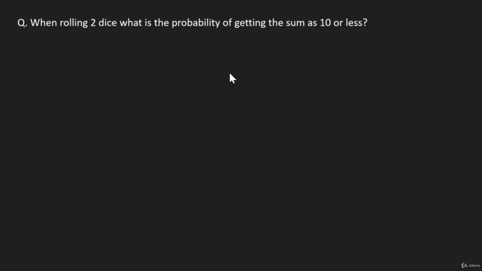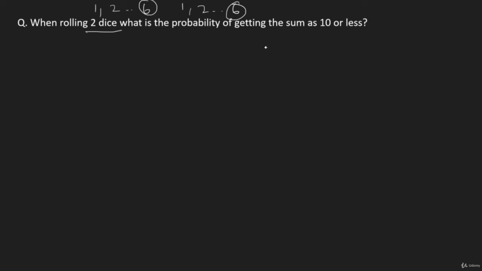Let's do this question. When rolling 2 dice, what is the probability of getting the sum as 10 or less? Pause the video, give it a try, and then let's do it together. Alright, we are back. I hope you have given it a try. Let's do it together. Over here, 2 dice are rolled, right? So in each die, you can get any of the outcomes, that is 1 up to 6. So the least sum you can get is 1 plus 1, which is equal to 2. And the greatest sum that you can get is 6 plus 6, which is equal to 12.